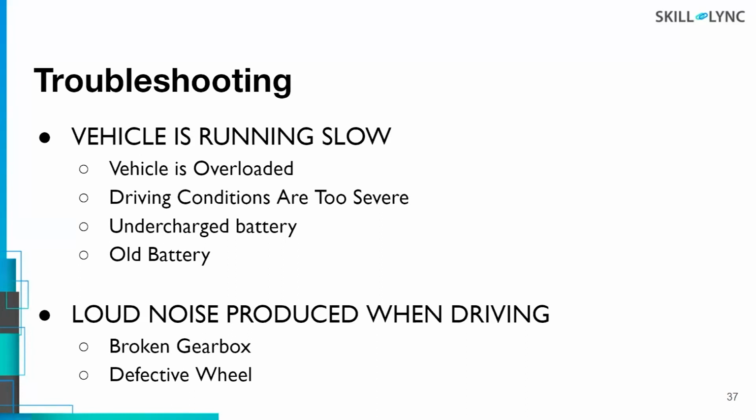Then loud noise. You guys know there is no gear system in our vehicle, but a gearbox will be there, because it's not directly connecting the shaft to the wheels, right? So there is a gearbox in the EV also, and that gearbox can make noise. So one thing is a broken gearbox, and another is a defective wheel. These two scenarios are there, because an electric vehicle is very silent in action, right? You guys may have seen those things, right?